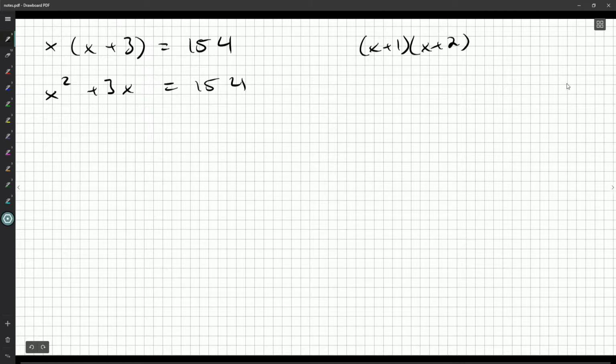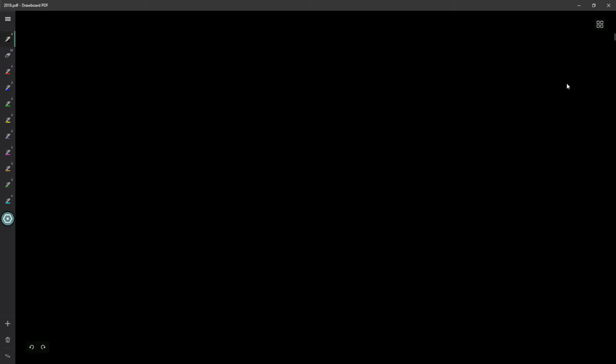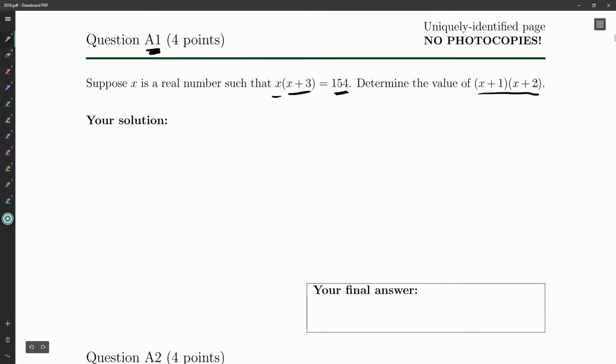So if I expand (x plus 1) times (x plus 2) out, I'll get x squared. 1 and 2, I'll get 3 x's. And then 1 times 2 is 2. So they tell me x squared plus 3x is 154. They're asking me for x squared plus 3x plus another 2. So this is just 154 plus 2. And so the final answer that we would just want to fill in down here is 156. And I have no idea what x is.